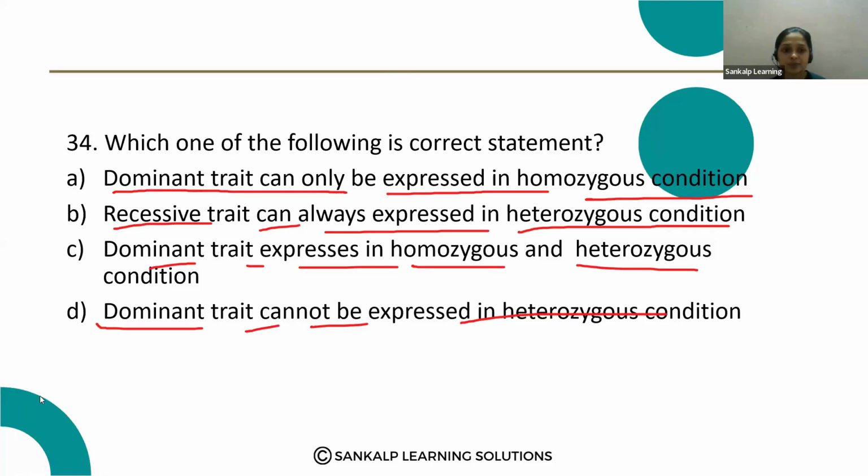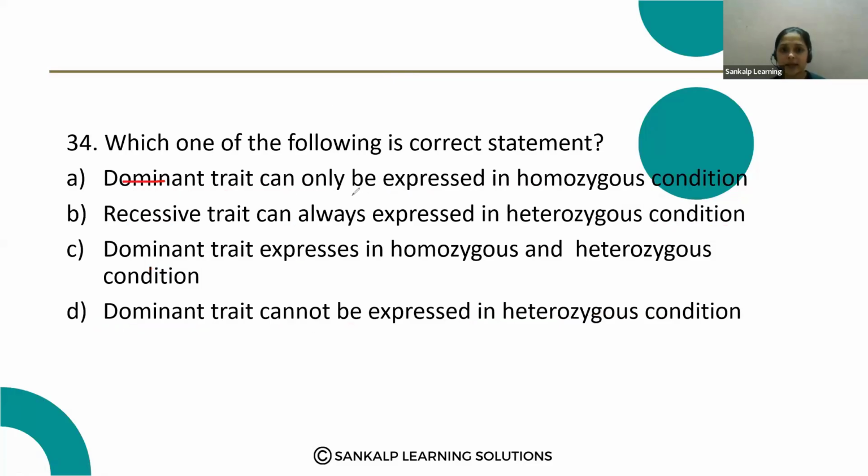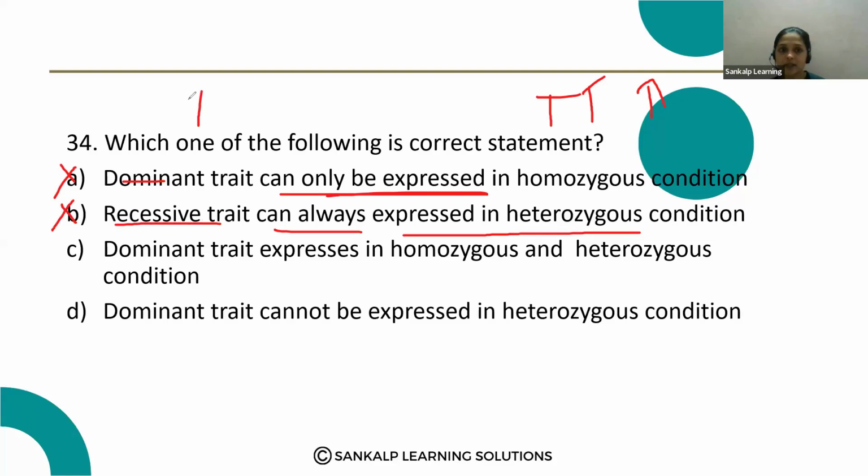See here, dominant trait can only be expressed in a homozygous condition. If TT is there, it is expressed. But Tt, heterozygous condition also it is expressed, not only in a homozygous condition. So that is a wrong answer. A recessive trait can always be expressed in a heterozygous condition. It is not expressed in a heterozygous condition. If it is Tt, it is a heterozygous condition, but the recessive trait is not expressed.